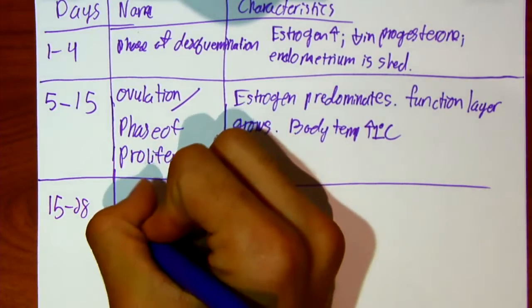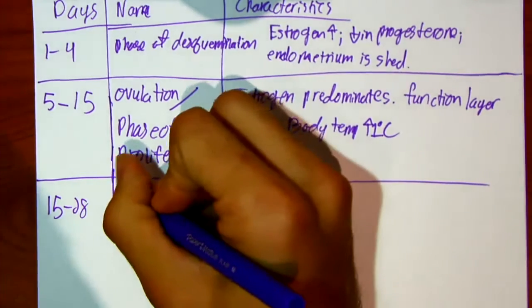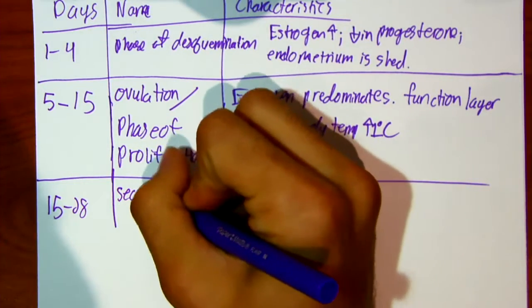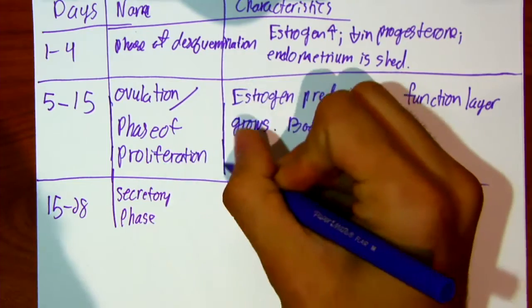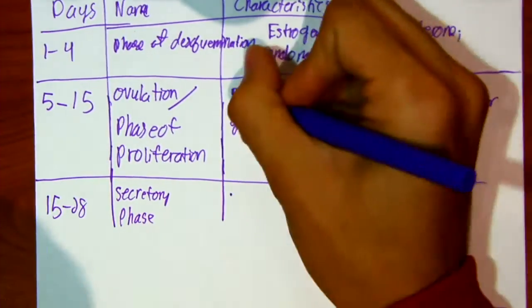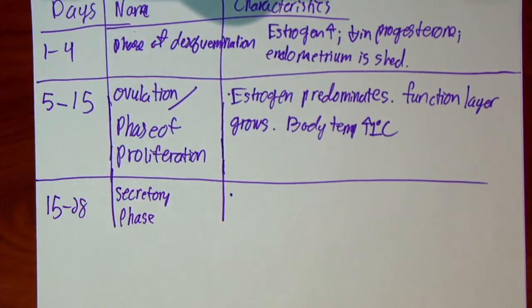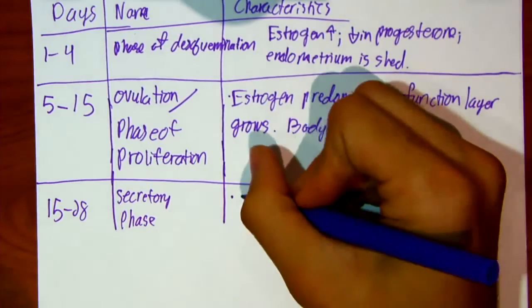All right, so the next section is days 15 to 28. What's the name of this phase? Yeah, secretory phase. All right, so here, this stage is predominated by which hormone? Progesterone.